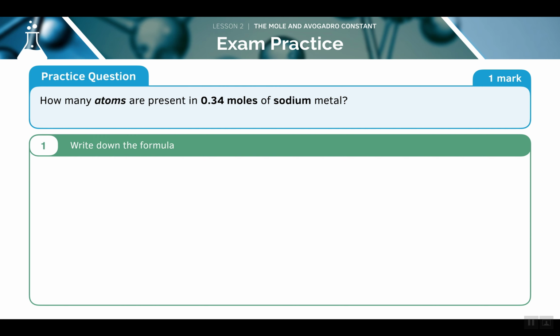Firstly, we must write down the formula. We've just seen this formula earlier. This will be the number of particles is equal to the number of moles times Avogadro's constant.